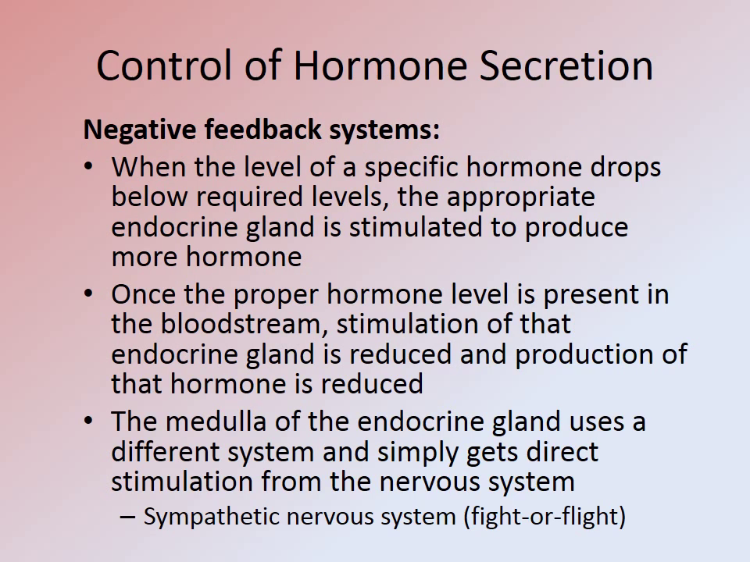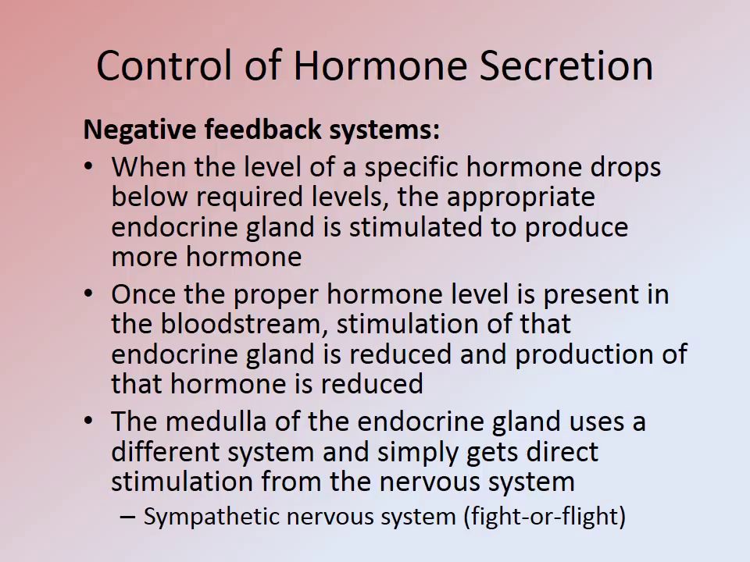So the control of hormone secretion, how does our body control that? It actually works in a negative feedback system. So when the level of a specific hormone drops below the required level in our bodies, the appropriate endocrine gland is then stimulated to produce more hormones. For example, if we're talking about thyroid hormone in a dog, if the thyroid hormone in that dog's body drops below the level that it needs to be, the endocrine gland is then going to be stimulated to produce more hormone to maintain that level.